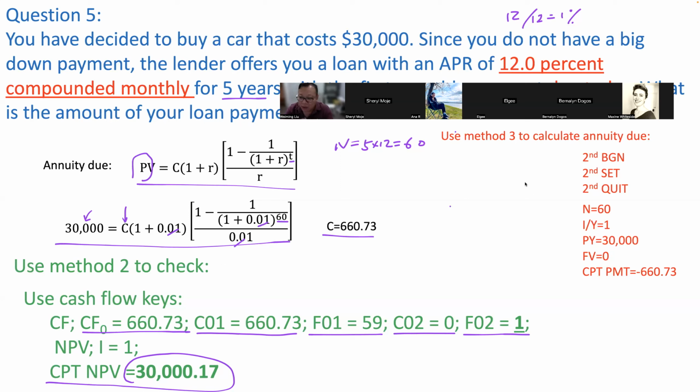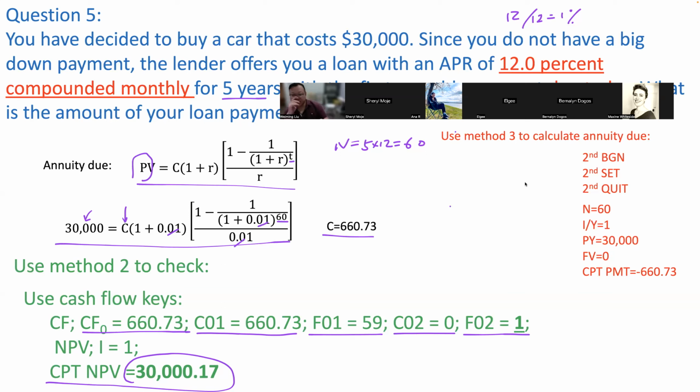Okay. So now let's enter 60. You press 60 and then press the button N. So you assign 60 to N. That's the number of time intervals. And now let's enter the interest rate. Let's enter 1%. So press 1 and then press the button I/Y. And the present value we know, that's the 30,000. So enter 30,000 and then press the button PV.